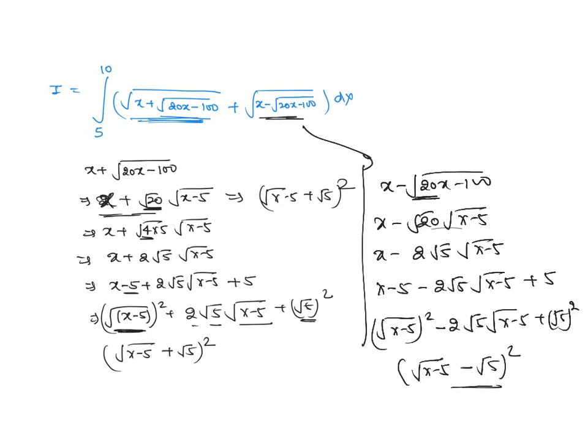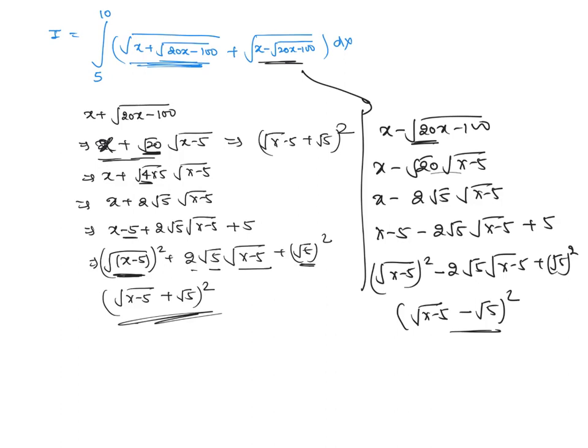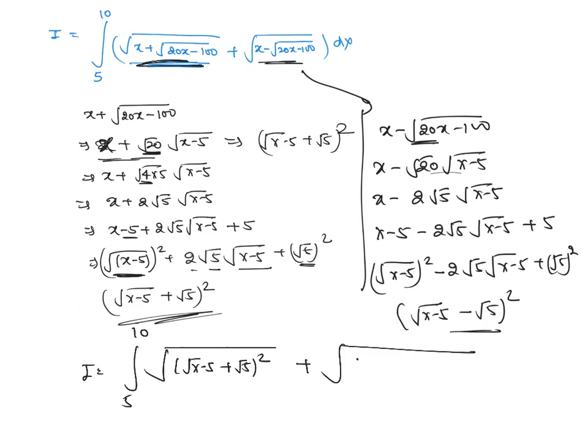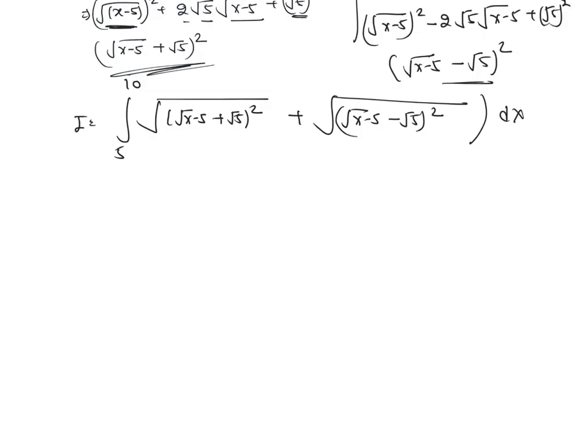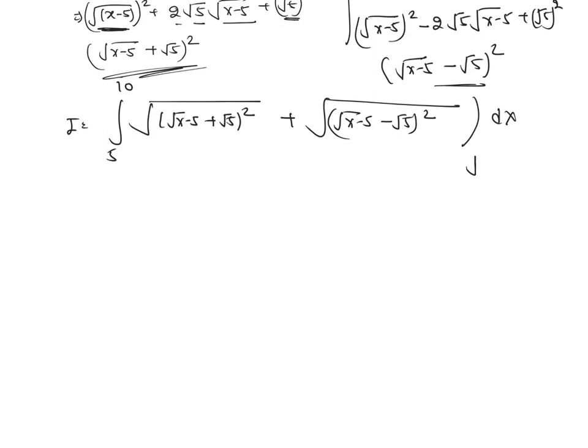So in this integration we will use these two values. Integration I equals integral from 5 to 10 of root over root over x minus 5 plus root 5 whole square, plus root over root over x minus 5 minus root 5 whole square, into dx. Now we know root over x square is nothing but modulus x. The root is always positive, this is positive, this is positive, that means the square is all positive. So we can remove the square.